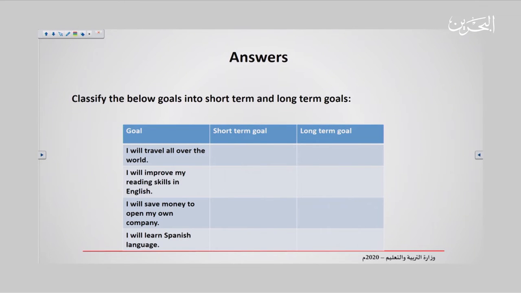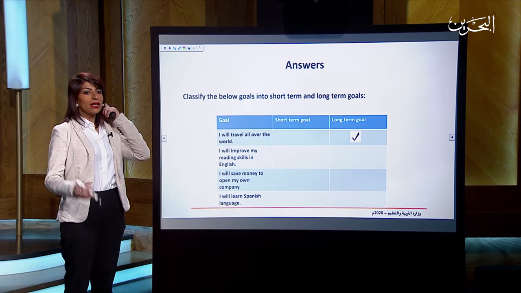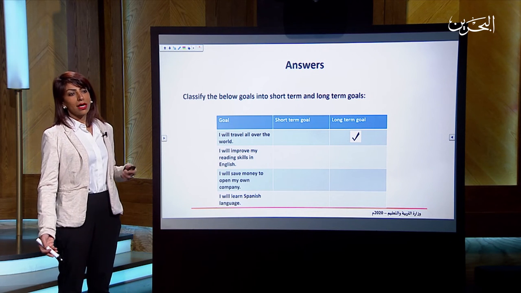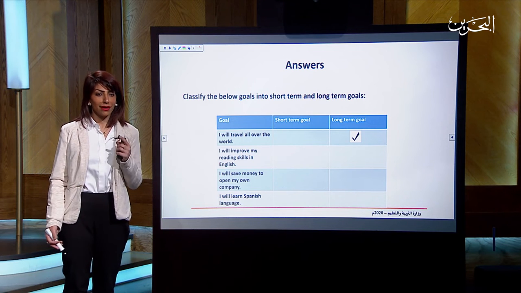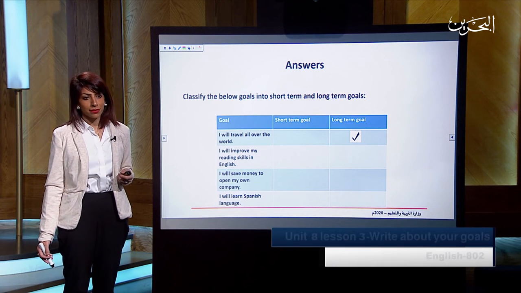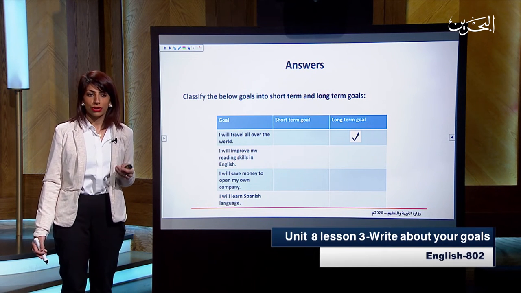So let's do the answers together now. I will travel all over the world. Long-term goal. I hope you got it right. It is definitely a long-term goal because how many countries do we have in the world? Are you going to do this? Are you going to travel all over the world in a year or less? That's impossible, which means it is a long-term goal.